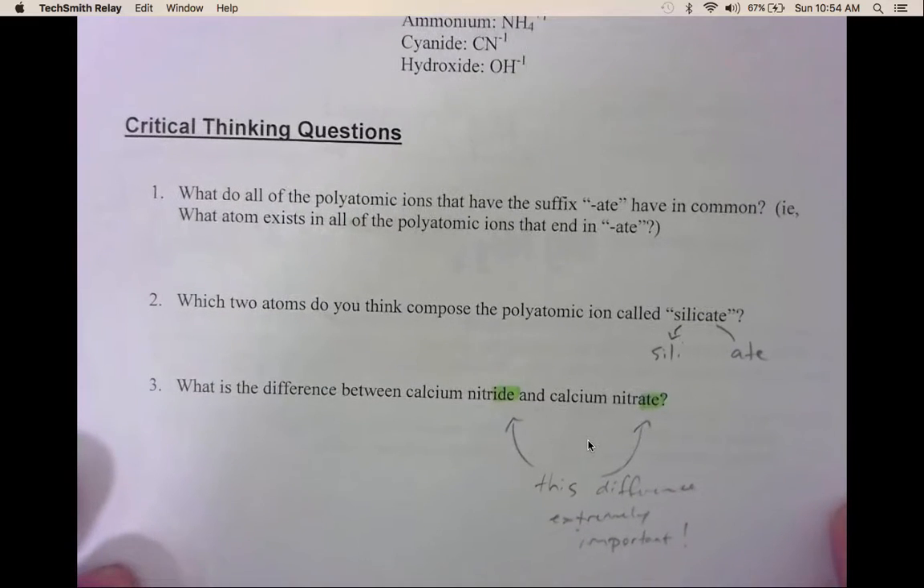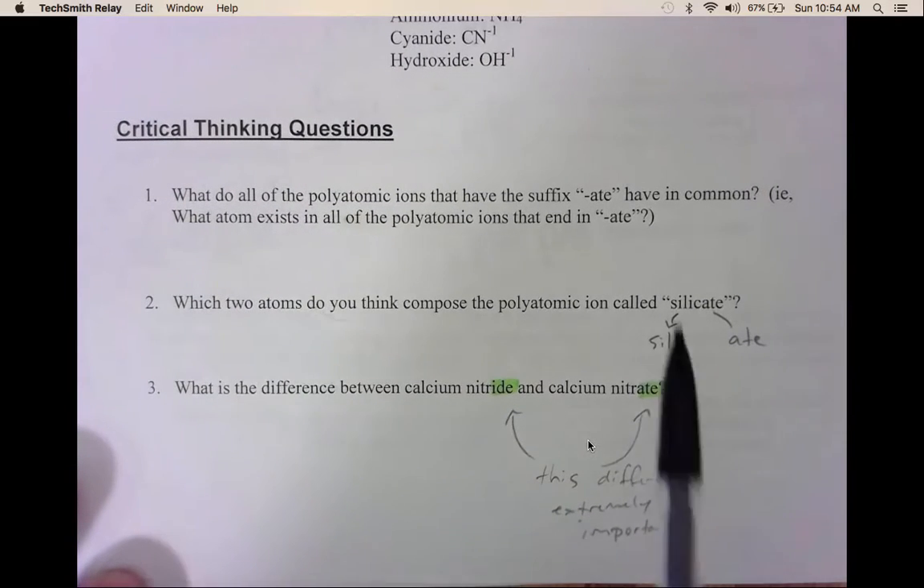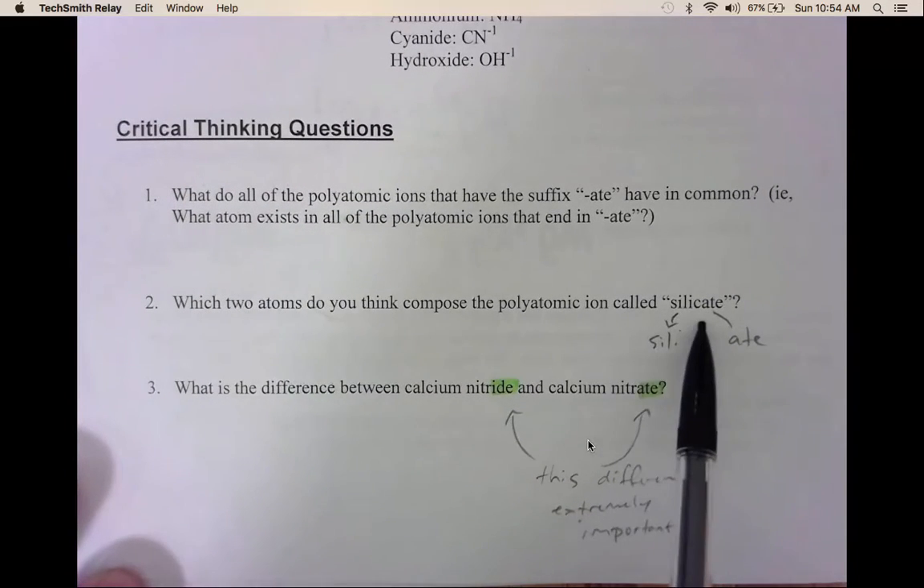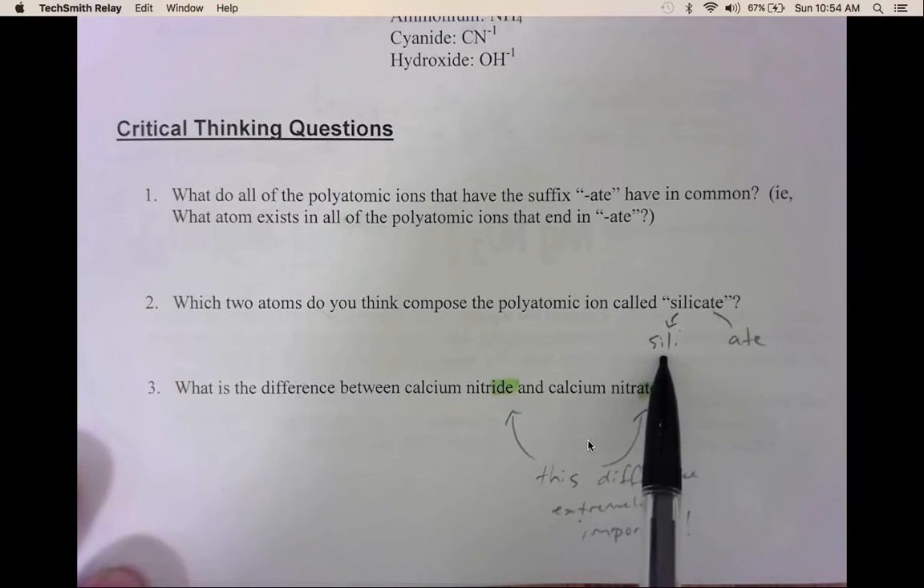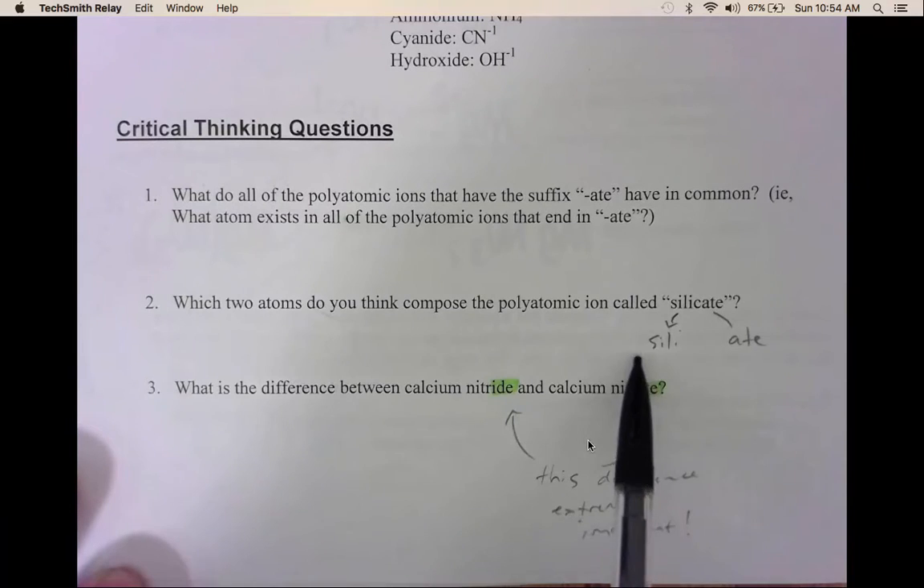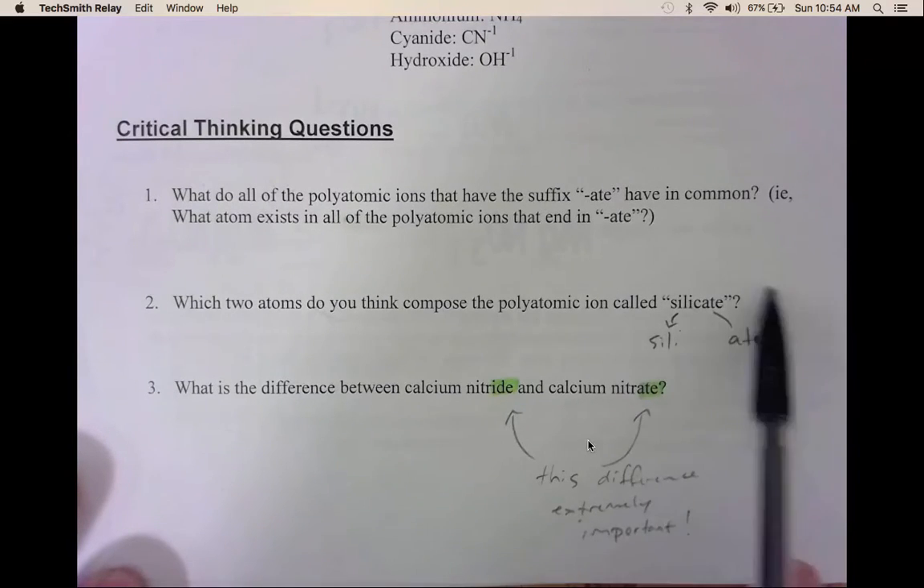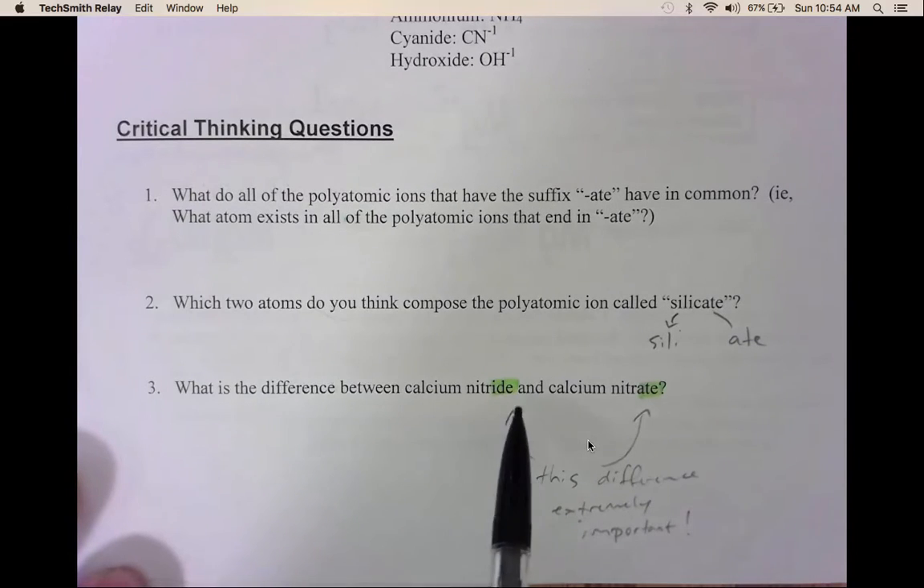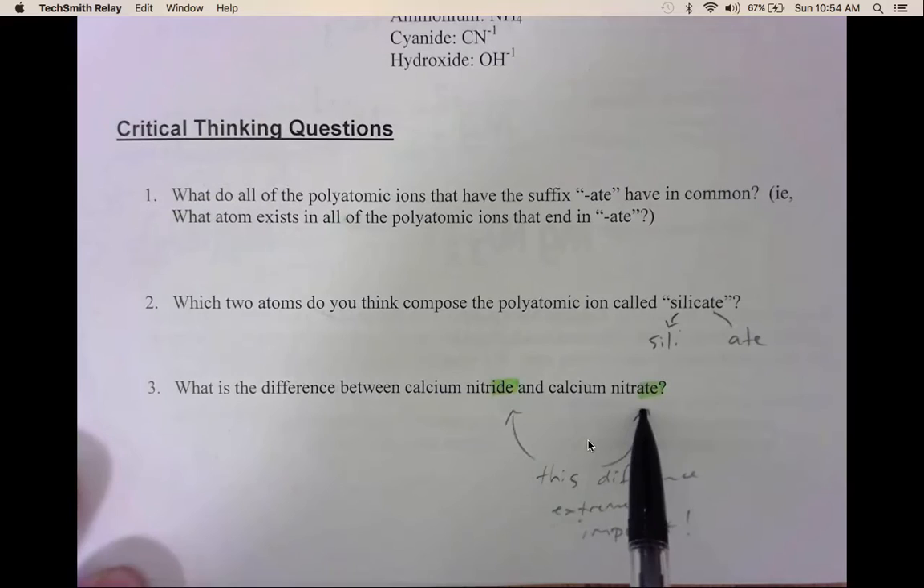Next, question 2, what do you think that the polyatomic ion silicate is made out of? Break it up into its roots. You have "silic" and "ate." What element do you think "silic" is like, and what does "ate" represent?